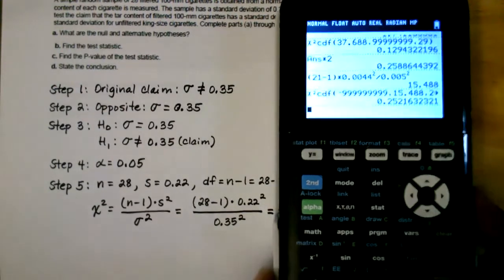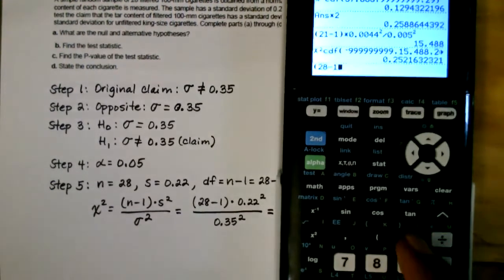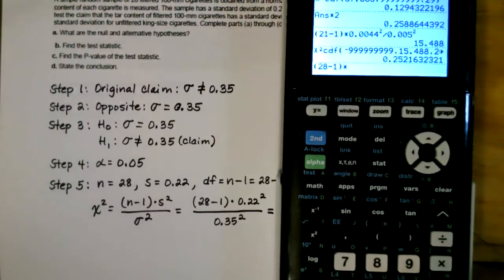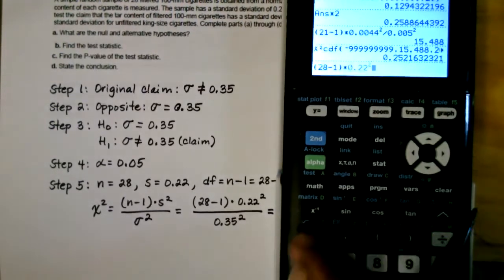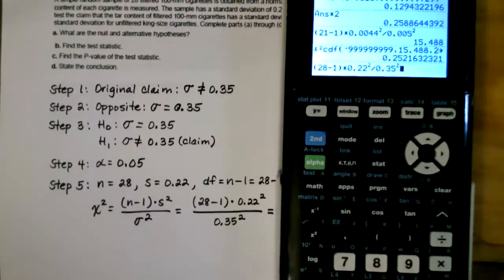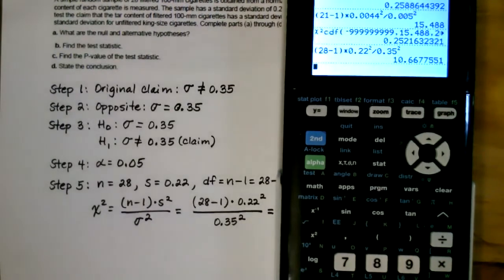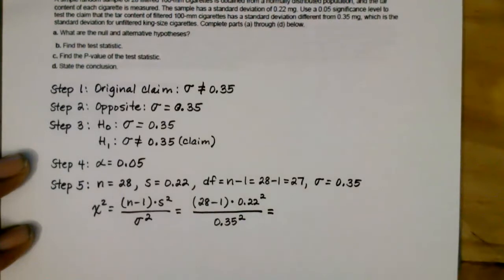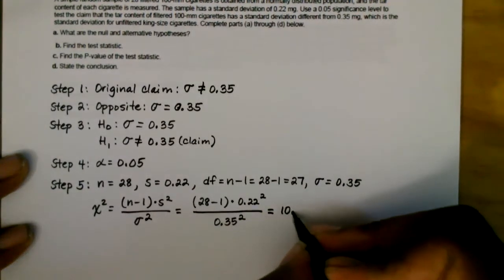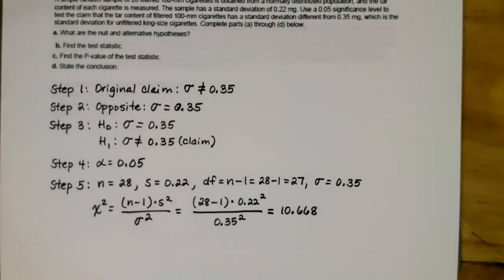All right, so left parentheses, 28 minus 1, close parentheses, times 0.22 squared, divided by 0.35. That too is squared. Hit enter. To 3 decimal places, this will be 10.668. That's my chi-square test statistic.